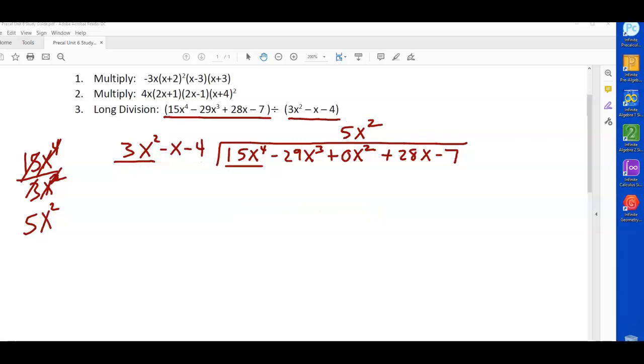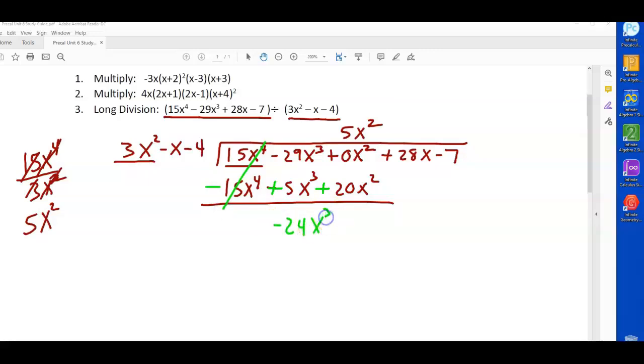So let's do that. 5x squared times 3x squared is going to be 15x to the 4th. 5x squared times negative x is going to be negative 5x cubed. And 5x squared times negative 4 is going to be negative 20x squared. Then we subtract this whole thing, which means we change all the signs. And then you combine the like terms. These two will cancel. Negative 29 and positive 5 makes negative 24x cubed. And then 0 and 20 makes 20x squared. And then we just bring down the next term.